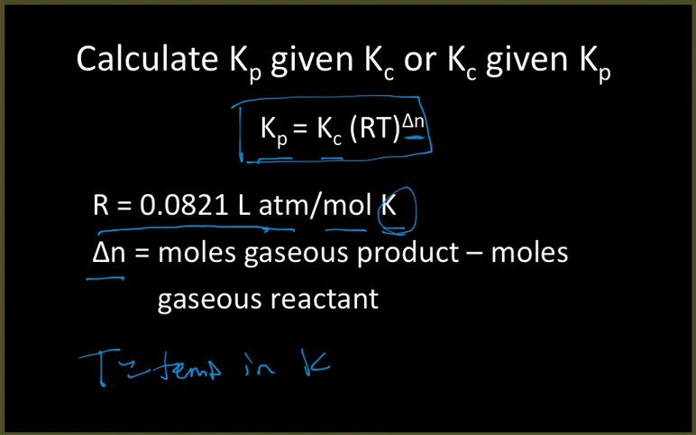So remember, when you calculate delta N, if it's a negative number, you leave it in as a negative number. If it's a positive number, you leave it as a positive number. If it's a 0, then that would make this whole thing equal 1, and your Kp would equal Kc, so that's a possibility also.